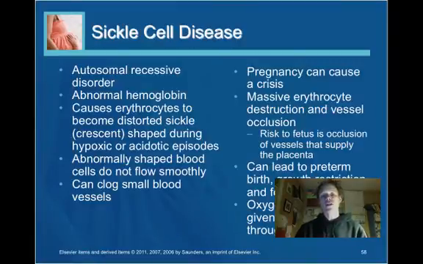So let's focus a little more on sickle cell and thalassemia. Sickle cell is an autosomal recessive disorder. It is the abnormal hemoglobin, like I mentioned. It causes the erythrocytes to become a distorted sickled shape during times of crisis. These abnormally shaped cells don't allow blood to flow smoothly, so there can be occlusion of vasculature. Pregnancy, because it's a stressful time, can cause a crisis.